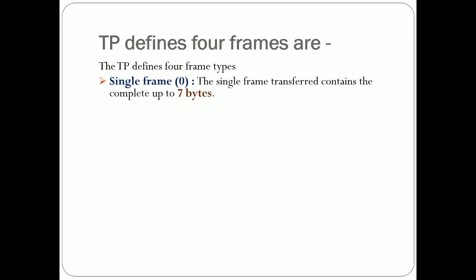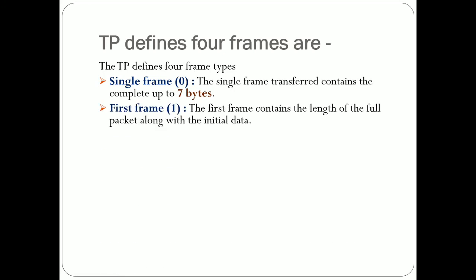Then TP defines 4 frames. The first frame is the single frame, with code 0. The single frame transferred contains up to 7 bytes, that is, in one frame you can transfer 7 bytes. That is the single frame.